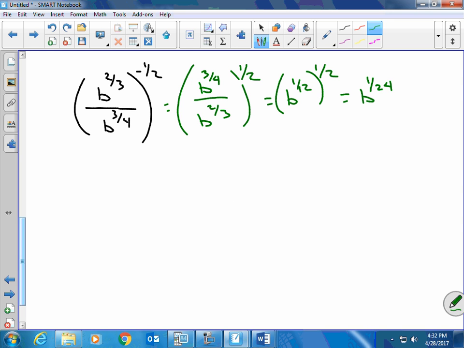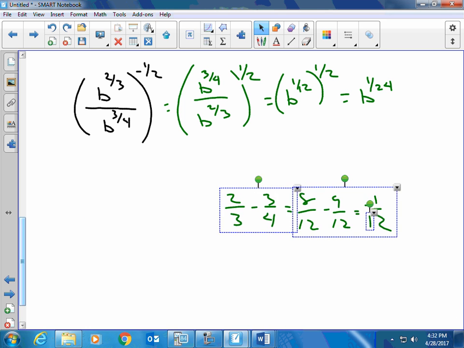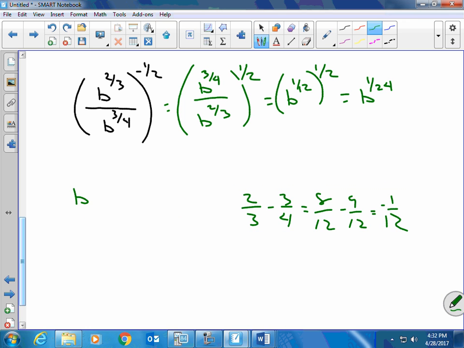So I have 2/3 minus 3/4 right away. And if we think about what we just got, that would have been 8/12 minus 9/12, which equals negative 1/12. So what I end up with is b to the negative 1/12 raised to the negative 1/2 power. When I multiply, I get b to the 1/24th. Maybe that was one step faster. Either way, they both work.